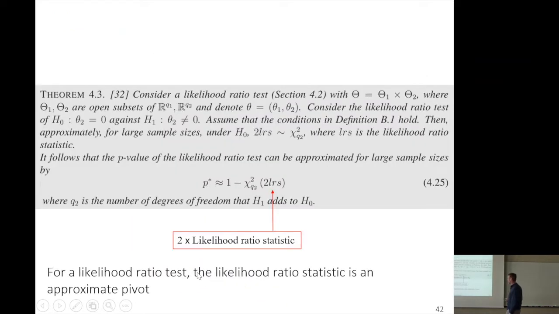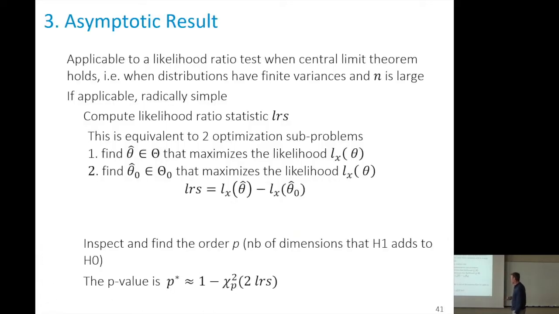So in other words, it means that the distribution of the likelihood ratio statistics, or if you want 2 times the likelihood ratio statistics, has approximately a chi-square distribution. So finding the probability that this is larger than something is the same as taking the CDF.